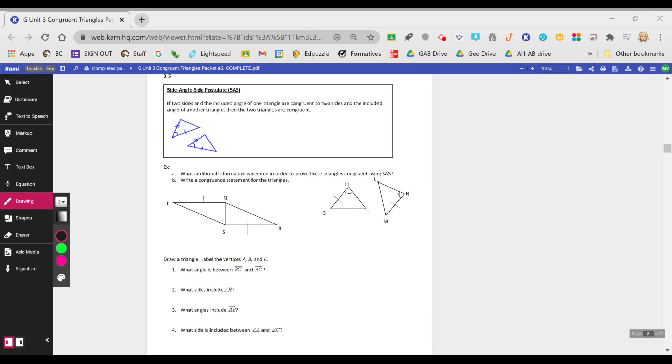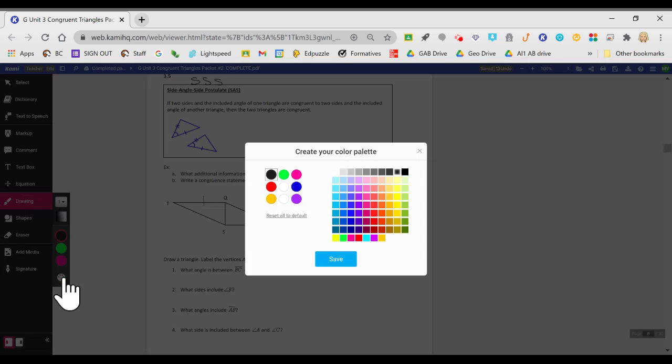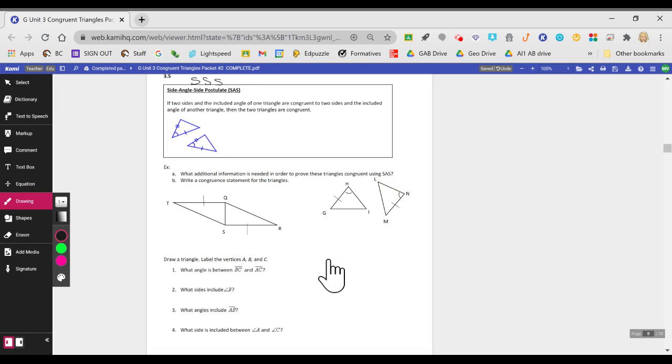Hello, everyone. Today we are going over the side angle side postulate. So yesterday we talked about one way of proving triangles congruent using side, side, side, which is to show all the sides of one triangle are congruent to all the sides of another triangle. So today we're going to talk about using this thing called side angle side.